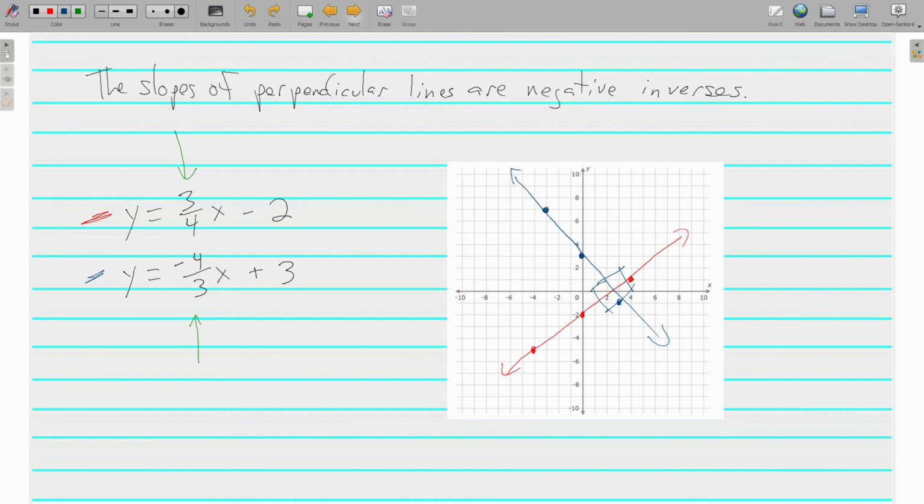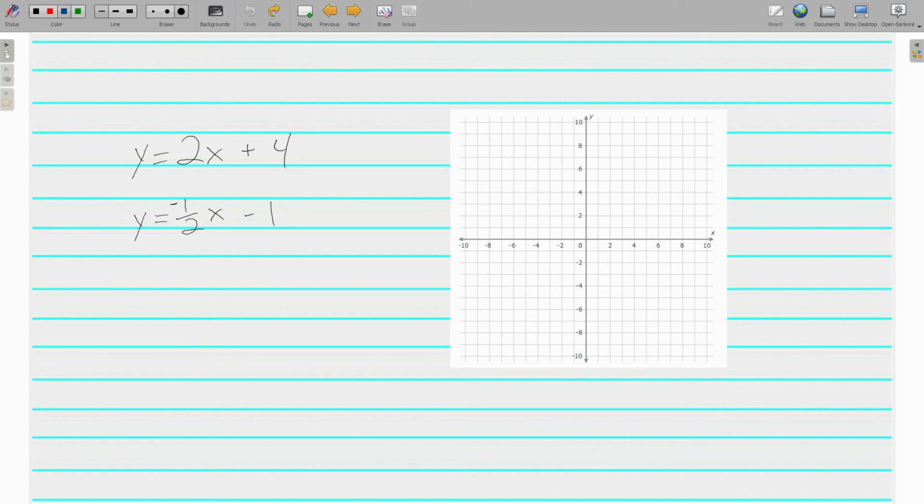I'm going to do another one of those for you just because they're a little different. Start with blue. y = 2x + 4. Slope of 2. Going to go right through there. And my other line, we'll do green. y = -1/2x - 1.